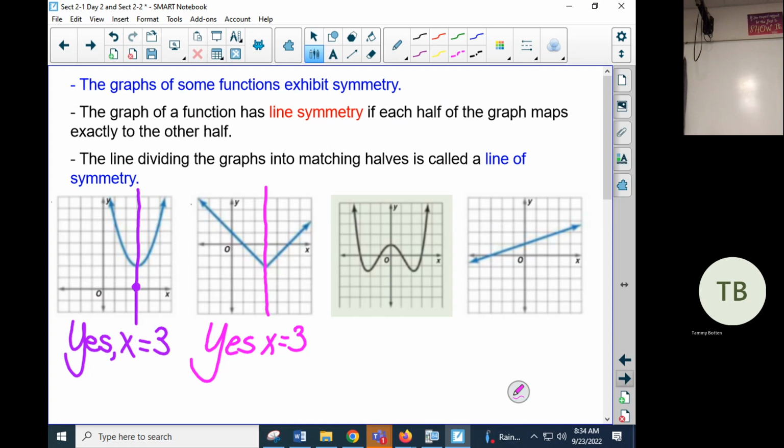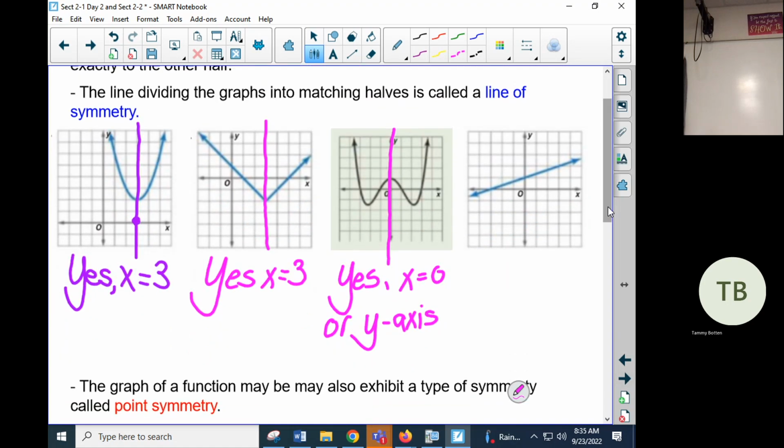This one is right down the center. So the way that you would write this one is, yes, again, it has line of symmetry. And you could either say x equals 0 because this line goes through at x equals 0, or you could say the line of symmetry is your y-axis. So either of those would work because this is your y-axis.